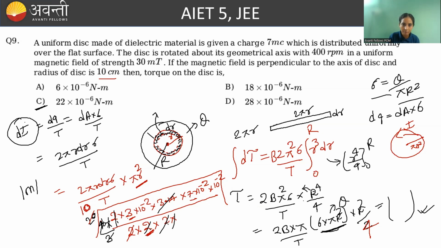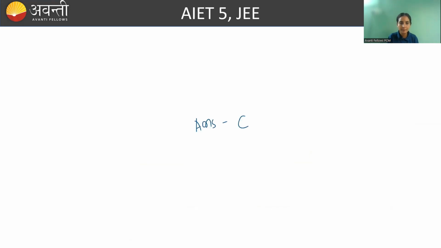Take the power of 10 very carefully everywhere. So you will get it near about 22. 7 into 3 is what? 21. So that is near about equal to 22. Here the power is the same for everyone, 10 to the power minus 6. So here also you will get 10 to the power minus 6. Okay. So this is 22 into 10 to the power minus 6. That is the answer.